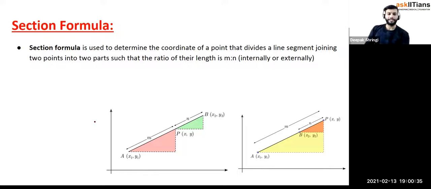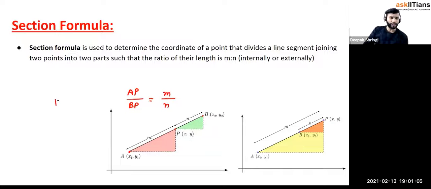Now look, it is important to understand what is the meaning of section formula. Okay, look what actually happens is that you have a line segment AB. Coordinate of A is x1 y1 and coordinate of B is x2 y2. There is a point P lying on this line segment such that it divides AB in the ratio of m upon n. Okay, so right now it is dividing such that, sorry, AP over BP equals m upon n.